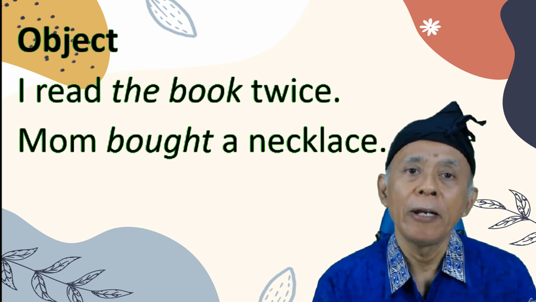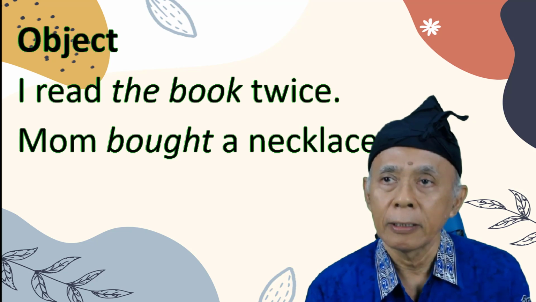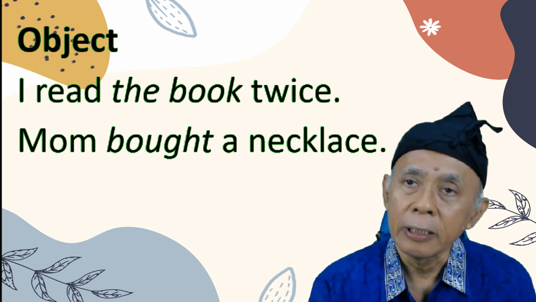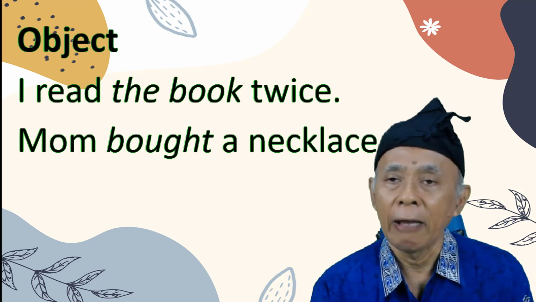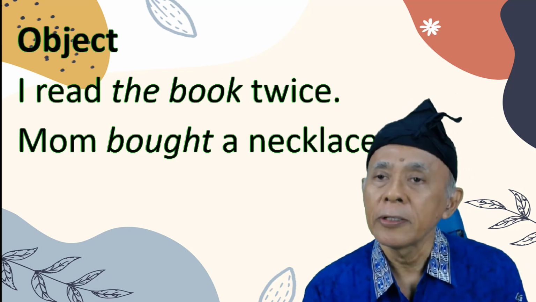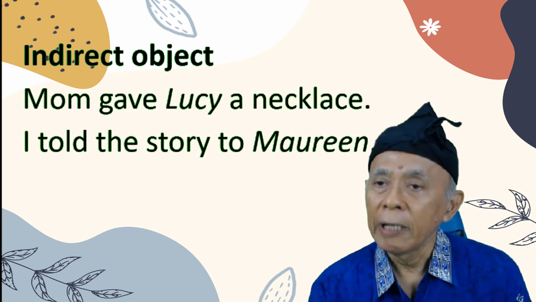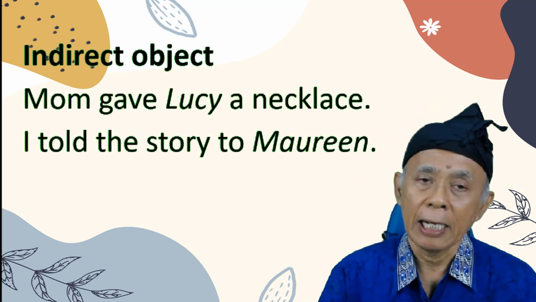If we only have one object, we just call it the object. But if we have two objects, then we can call this the direct object, and we have another object which is called indirect object. That's the next element, indirect object. We have a sentence, Mom gave Lucy a necklace.